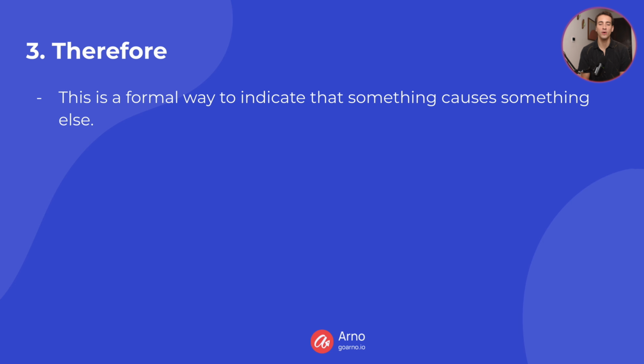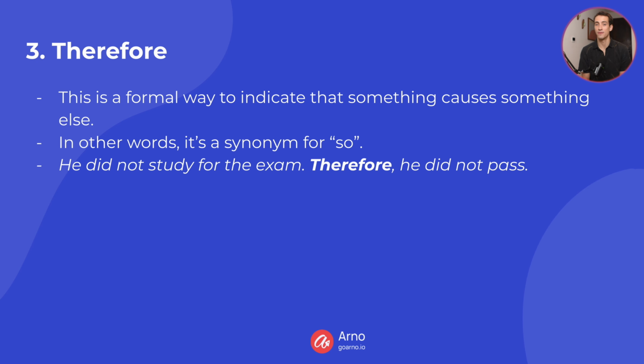This is a formal way to indicate that something causes something else. In other words, it's a synonym for so. So is a very basic, a very useful, but a very basic word. Therefore is a higher scoring synonym. For example, he did not study for the exam. Therefore, he did not pass.